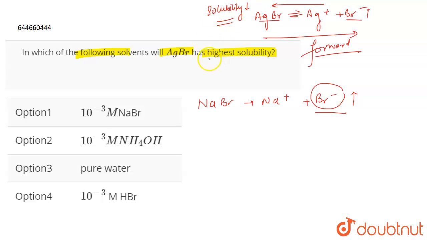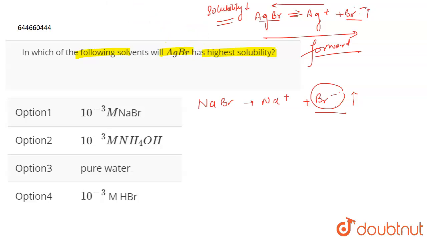Right. So in order to make AgBr have the highest solubility, the reaction should go in the forward direction, because the more it dissociates, the more soluble it will be. But in the case of NaBr, because of the common ion effect of the Br negative ions, the reaction is going to go in the backward direction to counter the change and maintain the equilibrium.